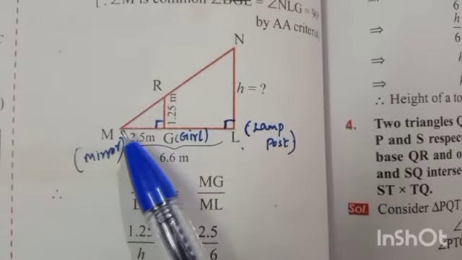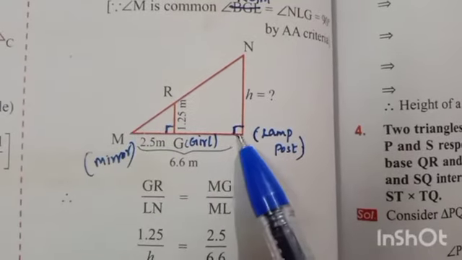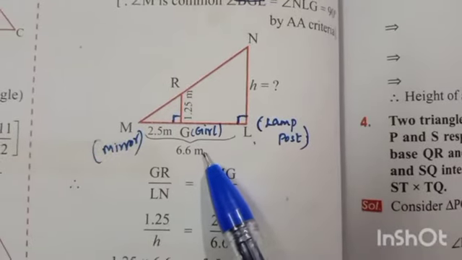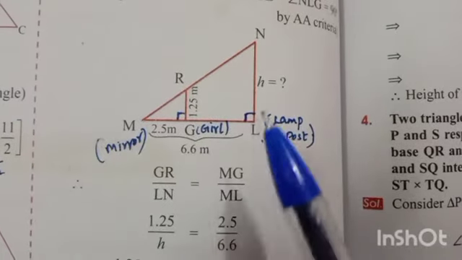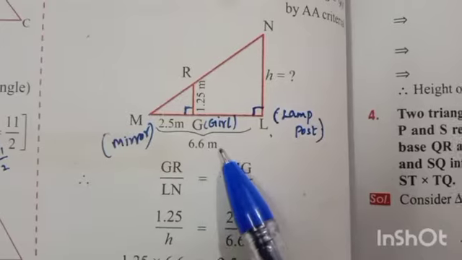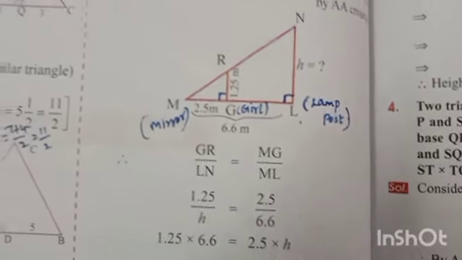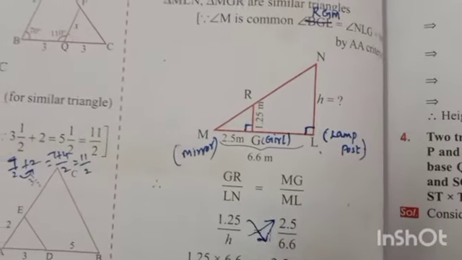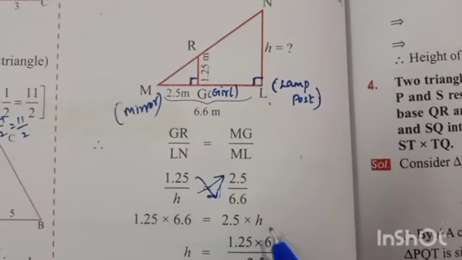The distance between the mirror and the girl is 2.5 meters. The distance to the image of the lamppost is 6.6 meters. So that is 1.25 by h is equal to 2.5 by 6.6. Now you have to simplify this by cross multiplication. So 1.25 into 6.6 is equal to 2.5 into h.